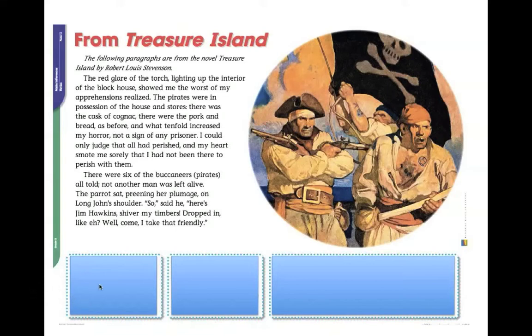All right, fifth graders, hopefully you have your inference down. For me, my inference is that the narrator has been in this house before. He recognizes the pork and bread, okay? And the clue that I use to help me make this inference is that there were the pork and bread as before. So it seems like he has seen the pork and bread at some point in time before in this house. So they must have been in the same place or something like that.